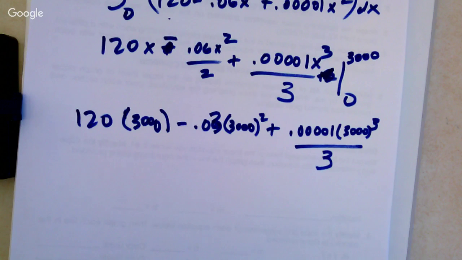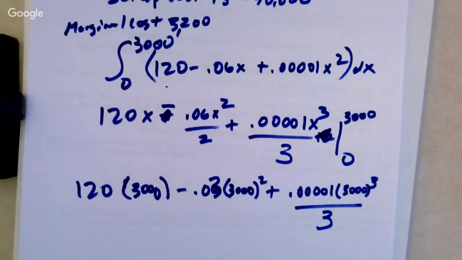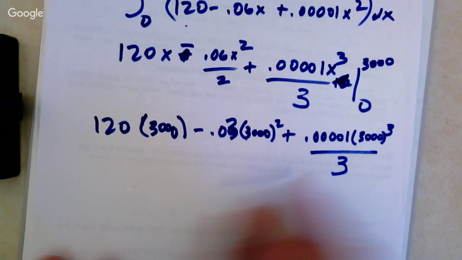For the first one, our integral goes from 0 to 3,000. For the second one, it'll be from 3,000 to 3,200. The really nice part is we're already going to know what the integral's worth at 3,000, so we only have to really do one part. What did you get when you threw all that in?